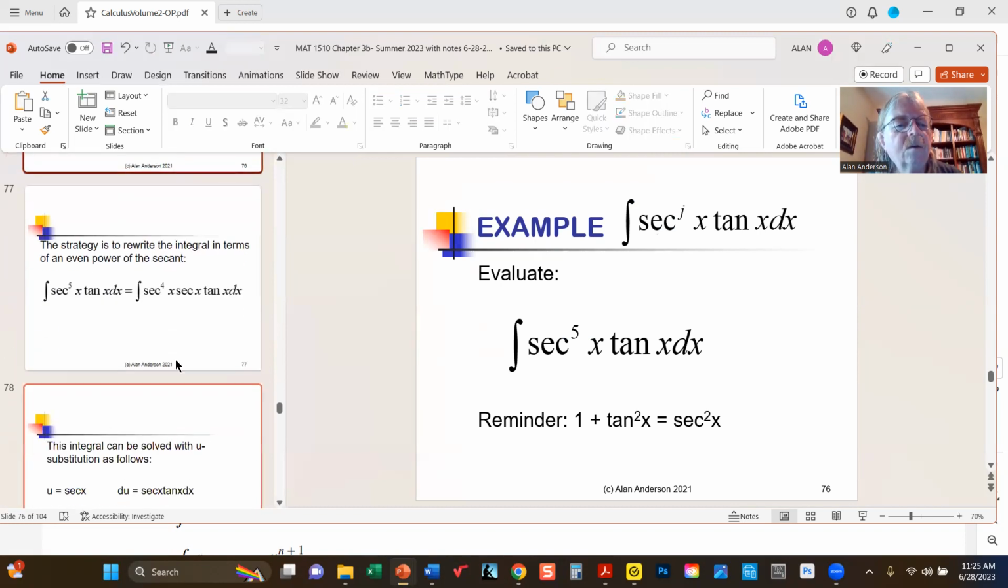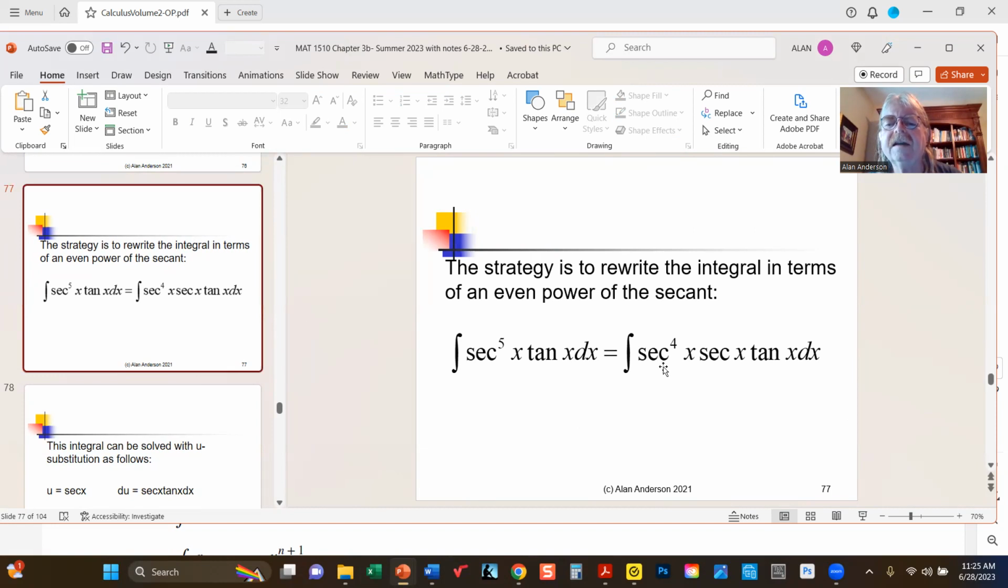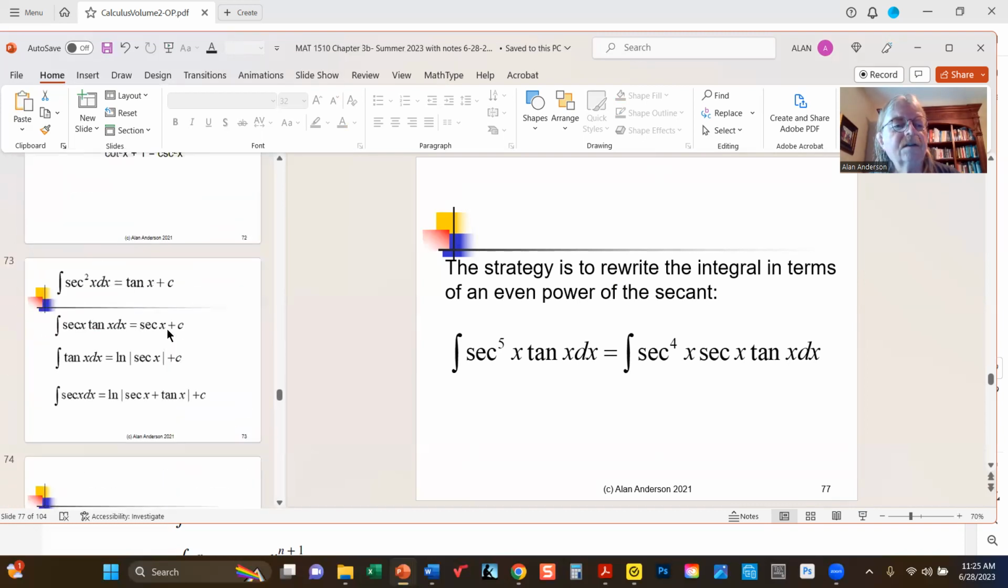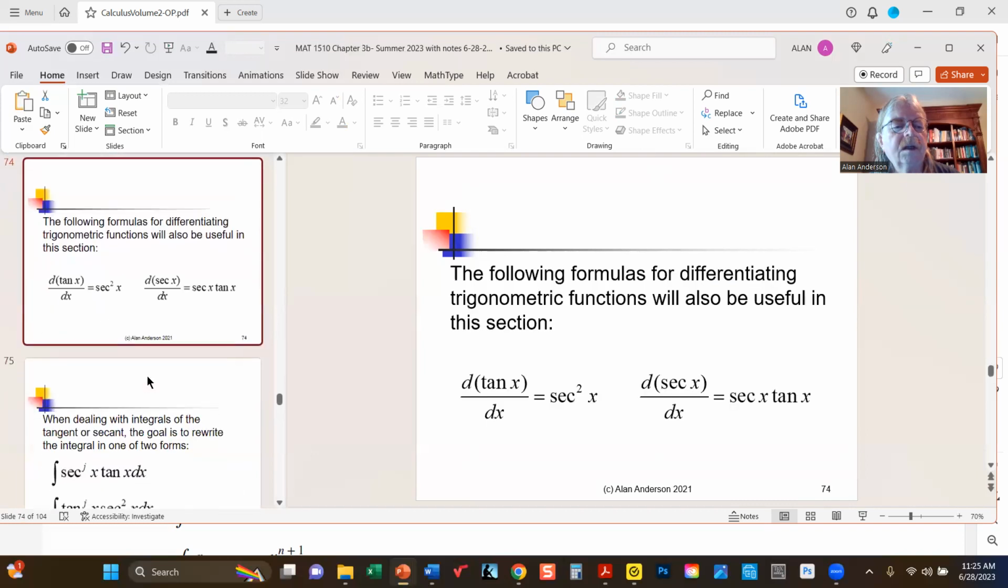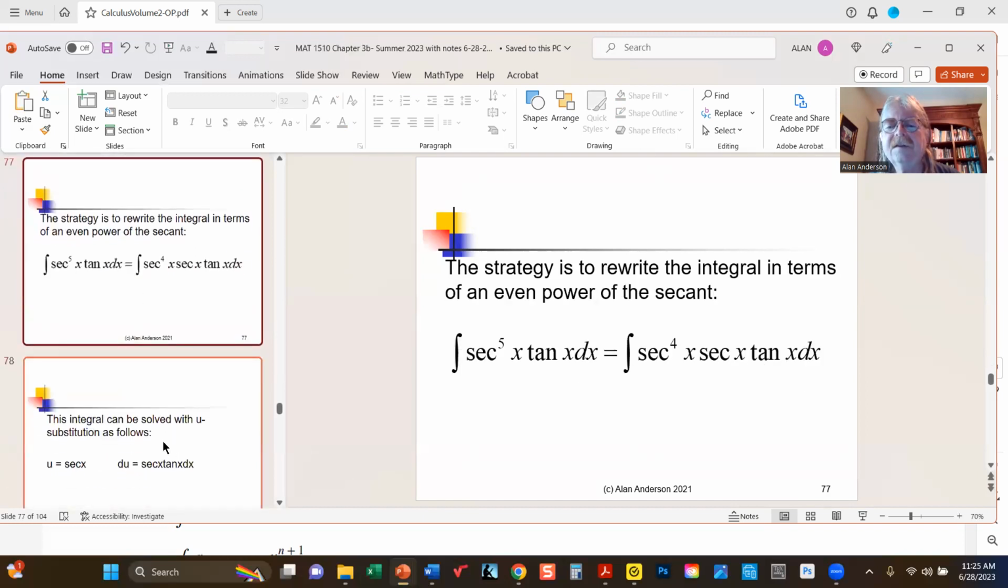Okay, so what are we going to do here? Well, here's what we'll do. First of all, we'll rewrite this as secant to the fourth power of x, times secant of x, times tangent of x. Why are we doing this? Because if you recall from the derivatives that I just showed you, let's take a look at that list. The derivative of the secant is secant x tangent x. Now if you notice, we have that right here.